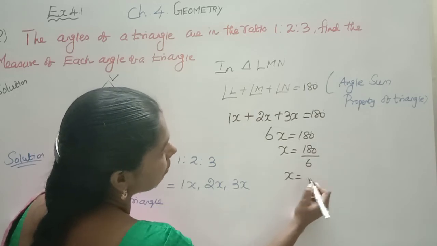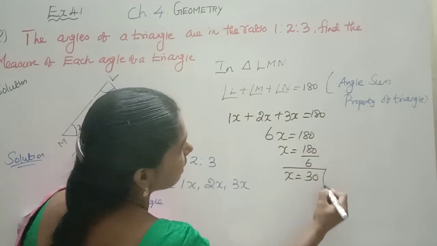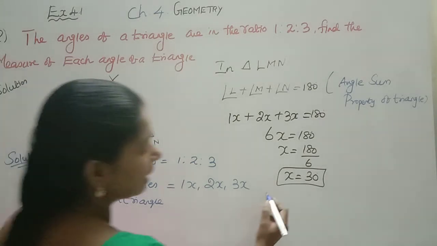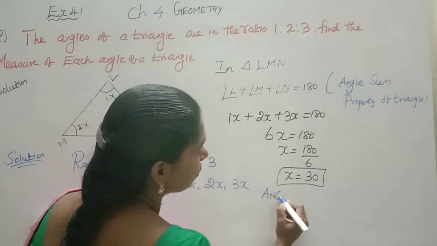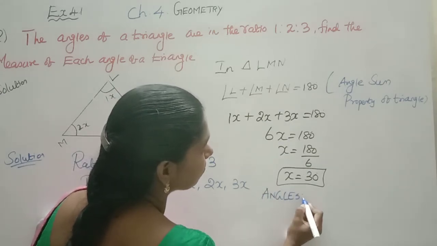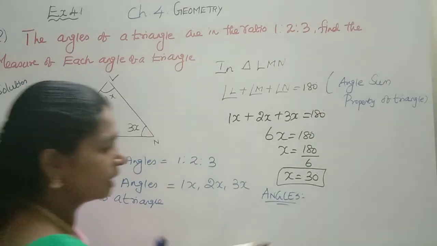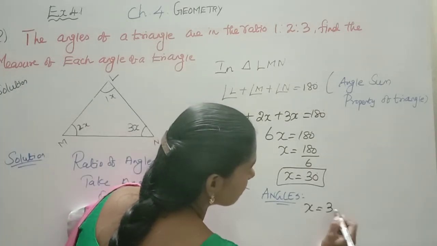So x is equal to 30. The question is to find all the angles of a triangle. Find each angle. Therefore, angles equal to, here you write 1x, which means 1 into x. So x is equal to 30.